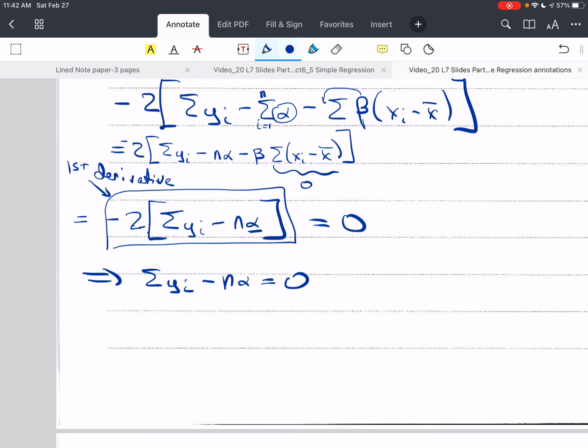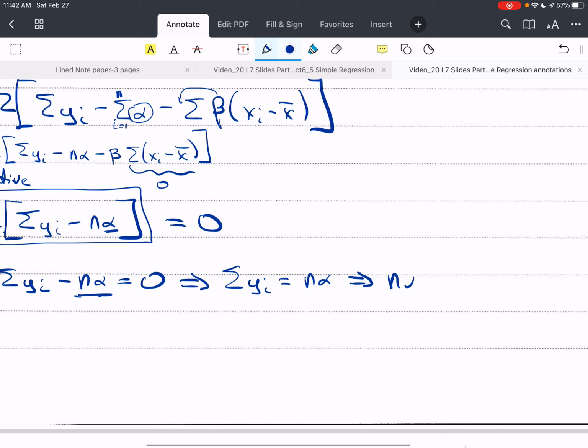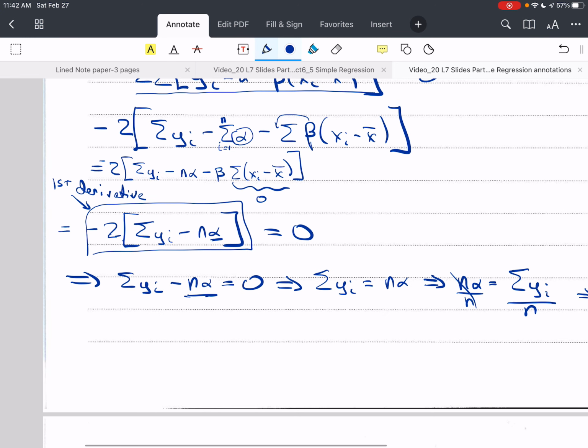Okay, so this implies I can add n alpha to both sides. Sum of yi equals n alpha, and you can rewrite this, right? You can reorder it as n alpha equals sum of yi if you'd like to. I do. I'm going to divide both sides by n, and the n's cancel, giving me alpha equals 1 over n sum of yi equals y bar. So now I check.